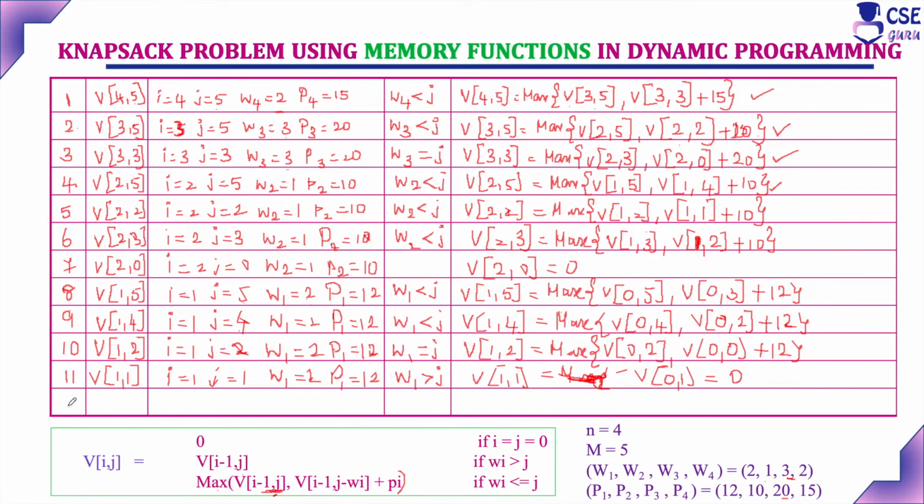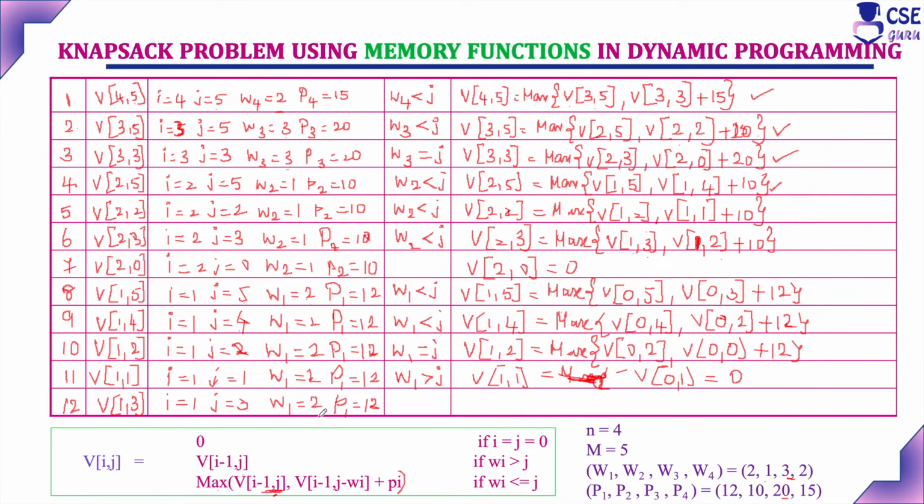Okay. Next step 12. So here we have computed 1 comma 2 and 1 comma 1 also. Next we need to compute 1 comma 3. 1 comma 2 we have already computed in step 10. So step 12, we need to compute V of 1 comma 3. So here I value is 1, J value is 3 and weight of the first object is nothing but 2. Profit of the first object is 12.